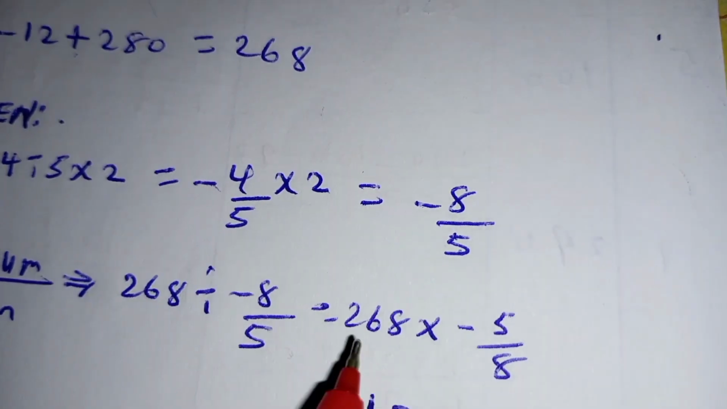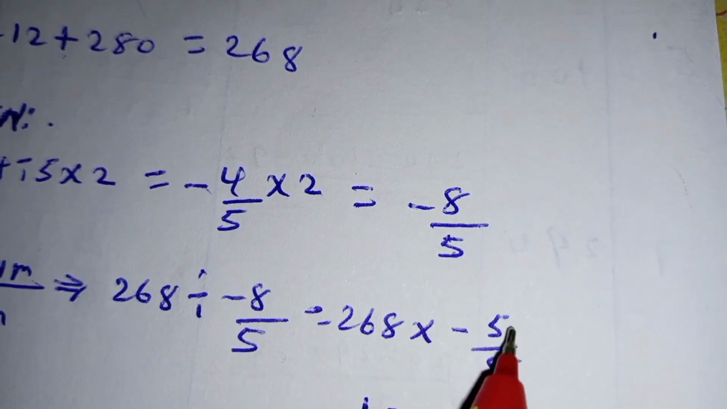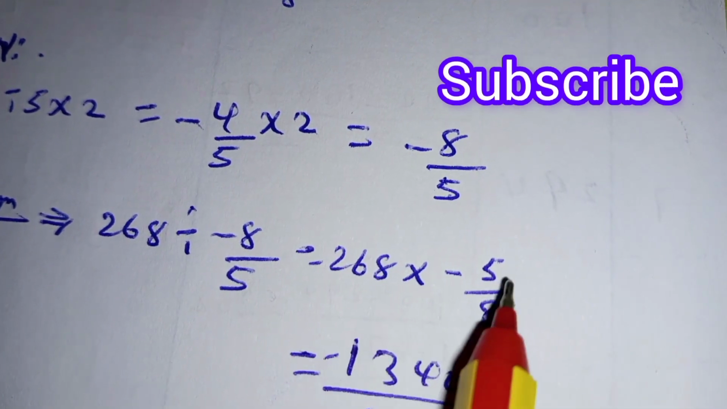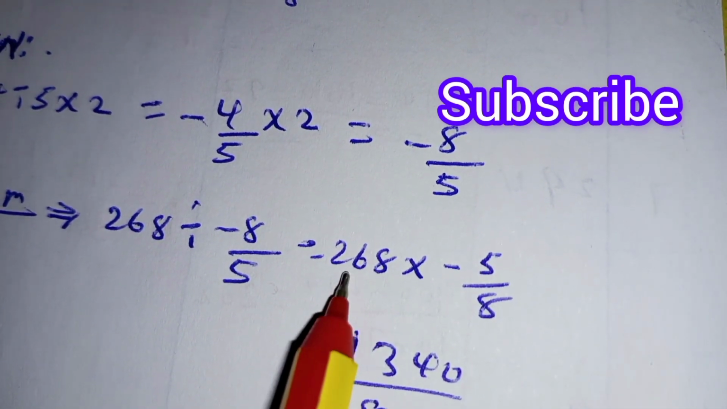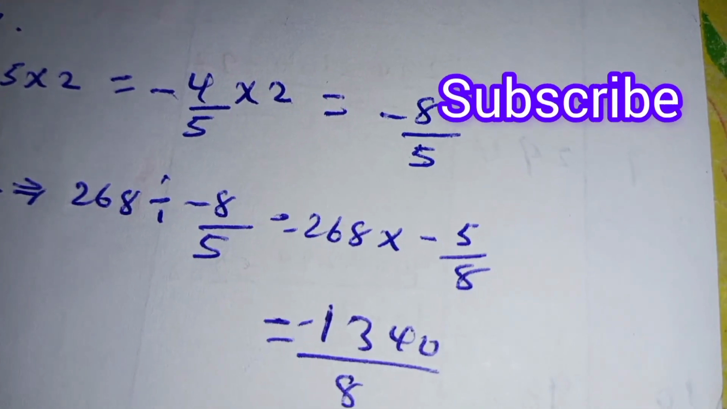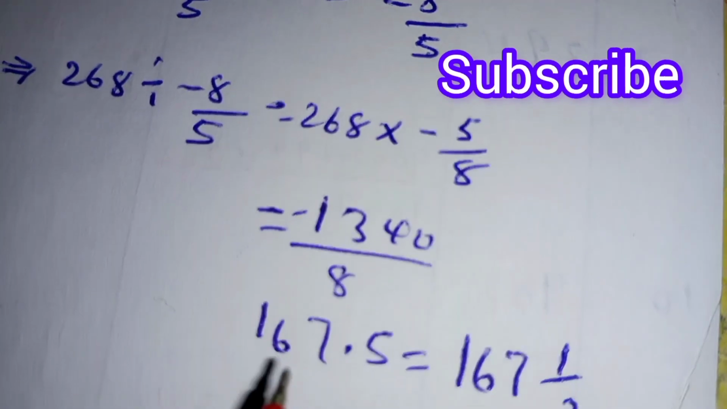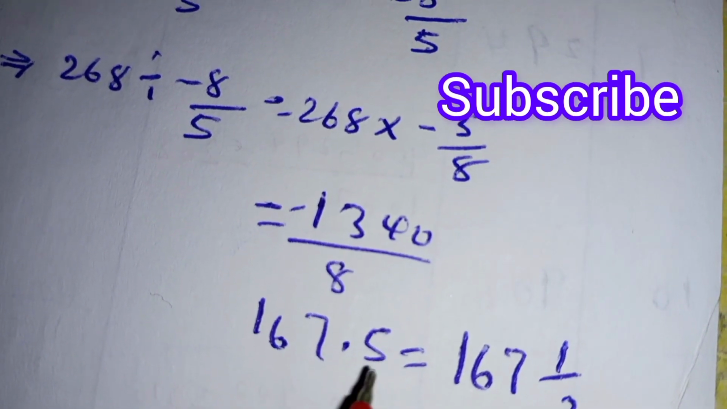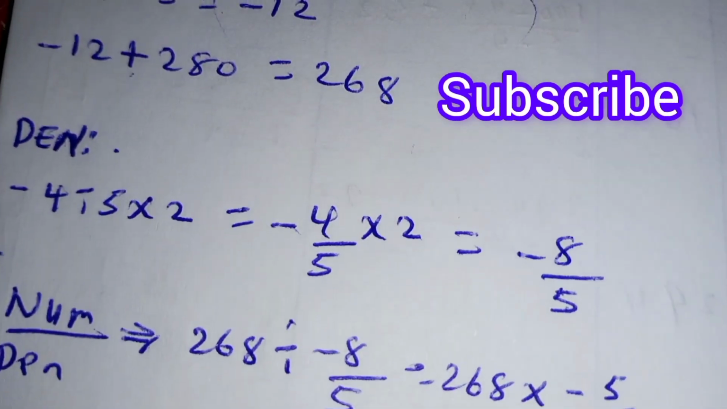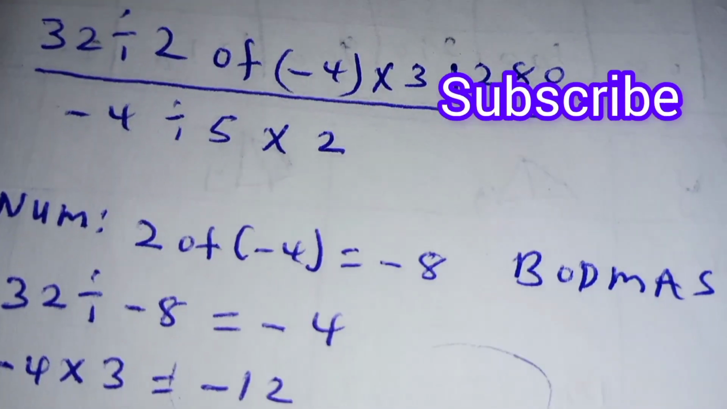And the result here will be 268 times 5 over -8. The reciprocal of -8 over 5 is 5 over -8. So when you multiply 268 times -5, 268 times -5 will be -1340 divided by 8. This can be written as 167.5. So that is how we make use of integers and BODMAS to evaluate these simple equations following those simple method steps.